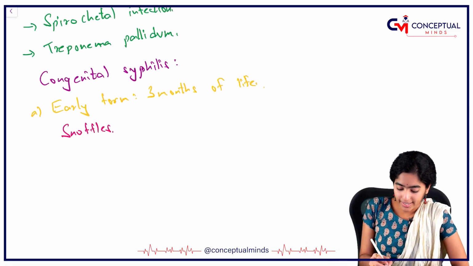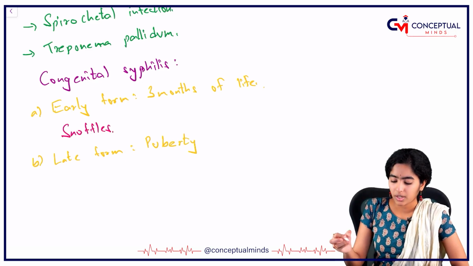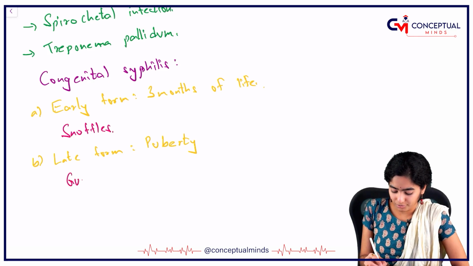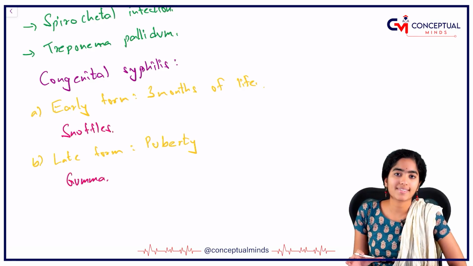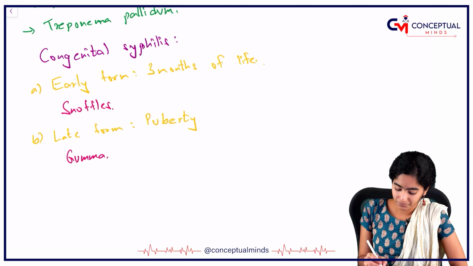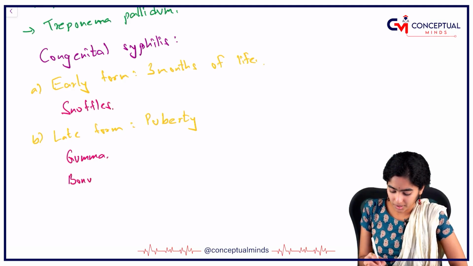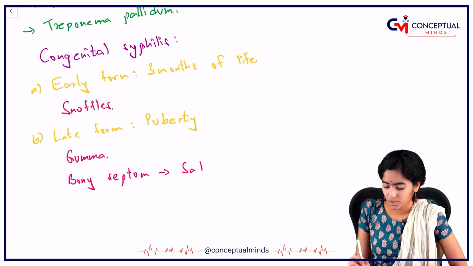And then we have the late form that presents at the time of puberty. Here the characteristic and important feature is gumma formation. It is present in the septum and it destroys the bony part of the septum, leading to saddle nose deformity. The bony septum is affected and that leads to saddle nose deformity.